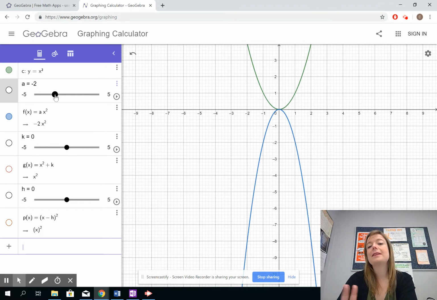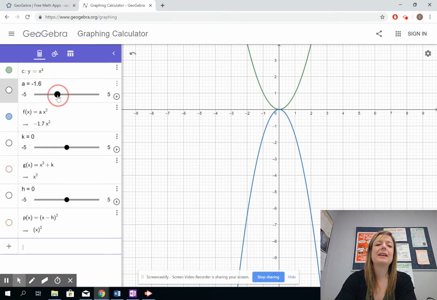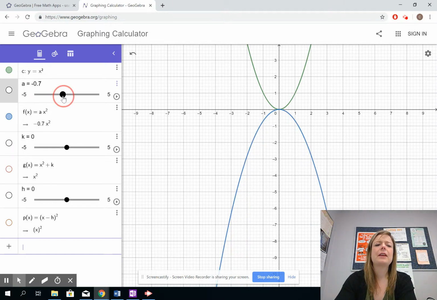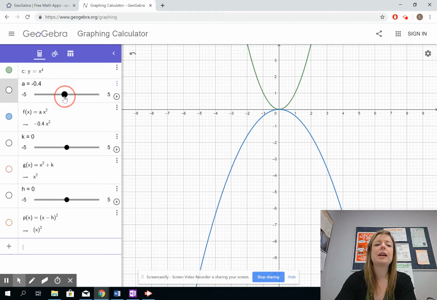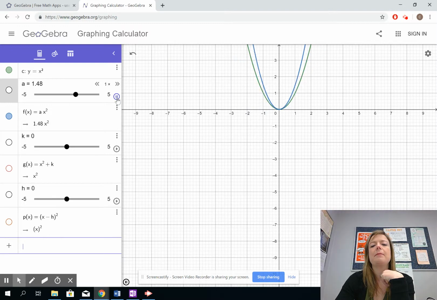So everything's twice as high as it should be, but then reflected. If you have -0.5, that is a vertical compression together with a reflection. So again, it's wider than the original, but also reflected. So if I press play, you can see how this can change.